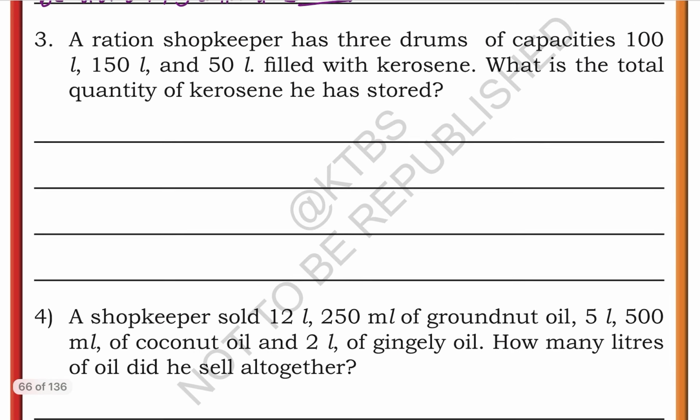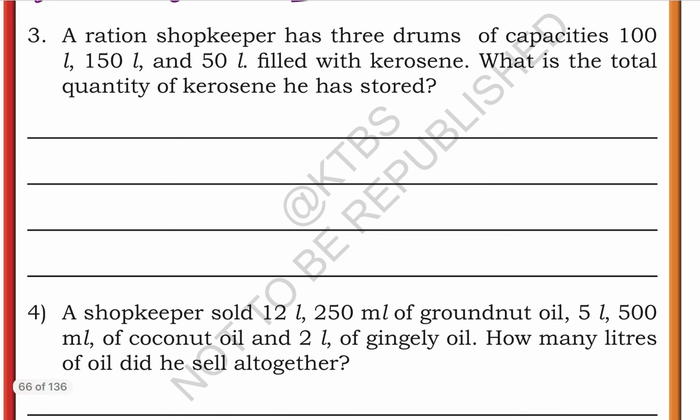Now come to question number 3. A ration shopkeeper has 3 drums of capacities 100 liter, 150 liter and 50 liter. First given value is 100 liter, then second one is 150 liter and third one is 50 liter filled with kerosene. You note it down.